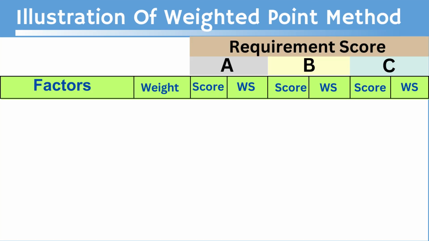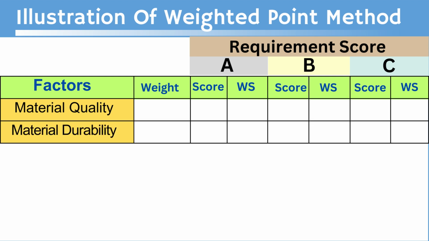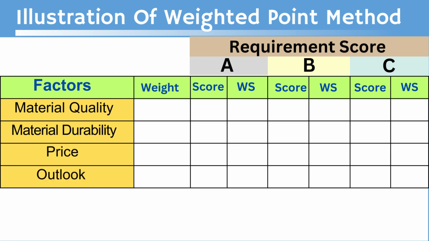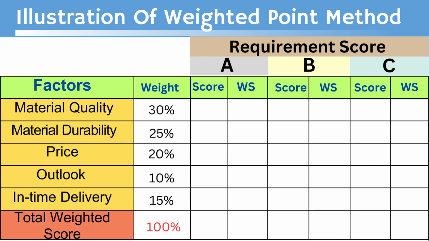Excellent Clothing considered several primary factors when evaluating the manufacturers: material quality, material durability, pricing, promising outlook, and on-time delivery. To assign importance to each factor, Excellent Clothing assigned weights. They allocated 30% weight to quality, 25% to material durability, 20% to price, 10% to promising outlook, and 15% to timely delivery. When you add up these weights, it equals 100%.